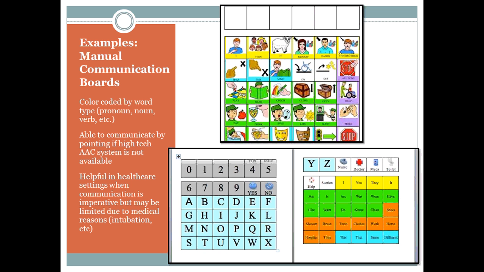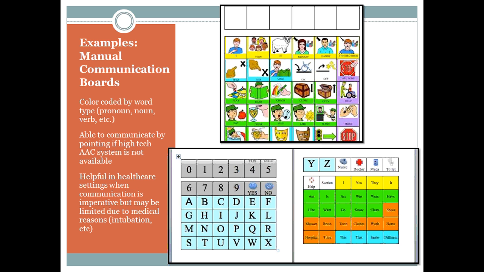This slide includes examples of manual communication boards that may be implemented to facilitate language as the main resource for an individual. Sometimes children use these, or in hospital settings they may be helpful. They are also helpful as a backup if a main AAC device becomes broken or unable to be used in a certain situation or setting.